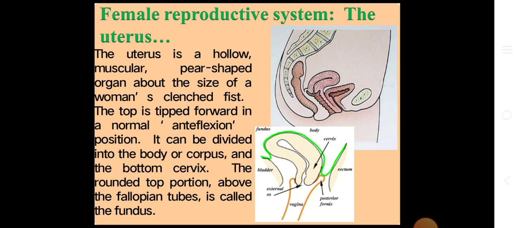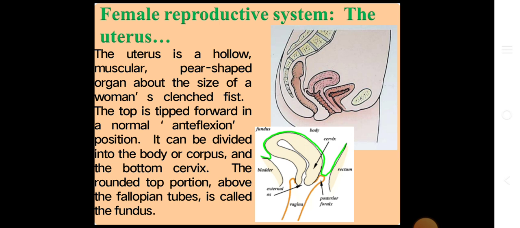Let's look at some of the structures of the female reproductive system. The uterus. The uterus is a hollow, muscular, pear-shaped organ about the size of a woman's clenched fist. The top is tipped forward in a normal anteflexion position. It can be divided into the body or corpus and the bottom cervix.